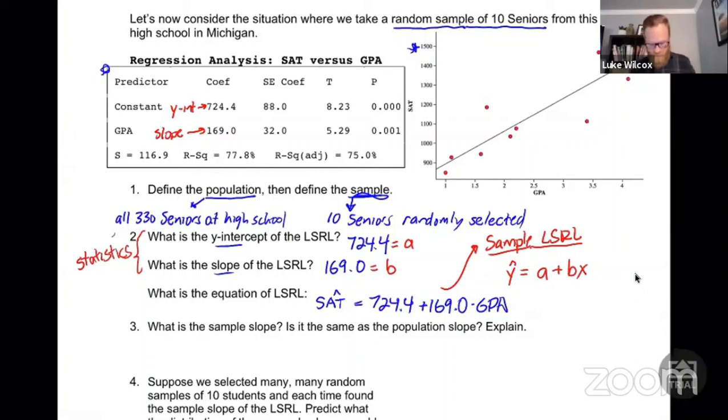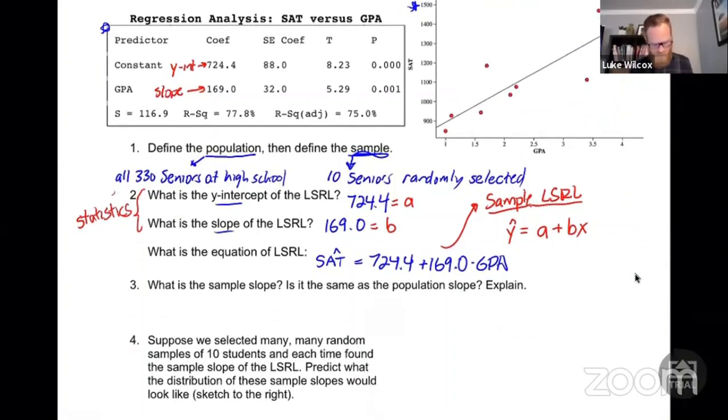Okay, so let's move on to number 3, which says, what is the sample slope? Is it the same as the population slope? Well, we know from above here that the slope of the sample, that's b, which we know is 169.0.